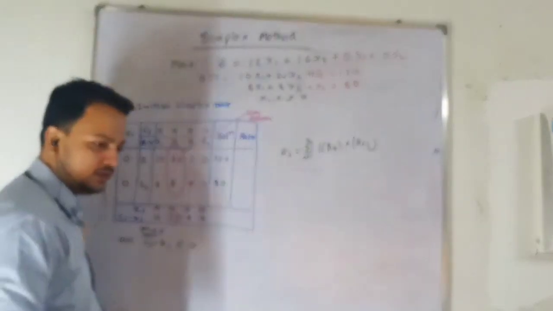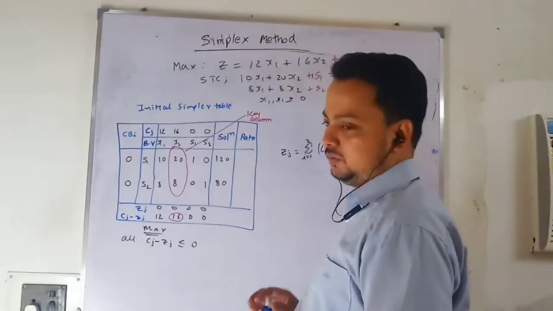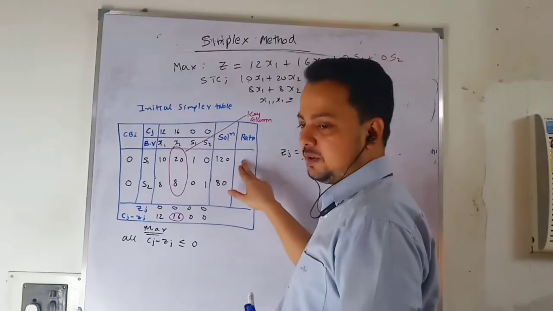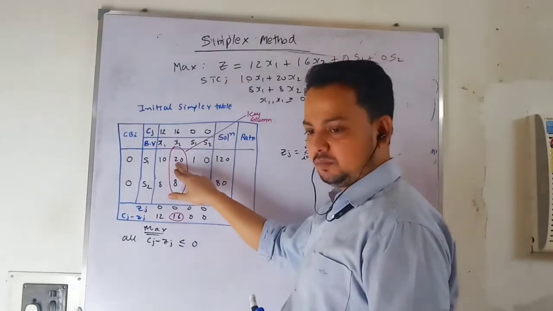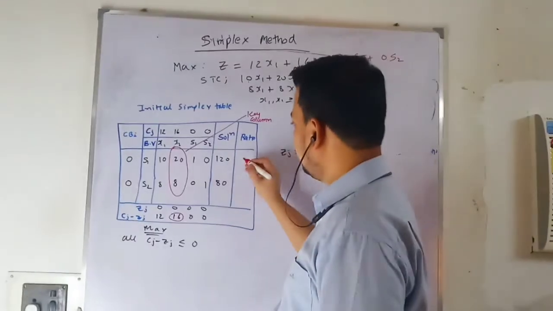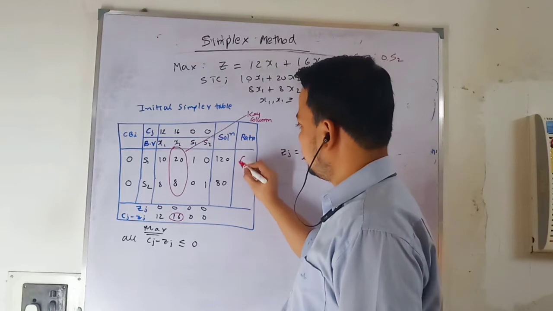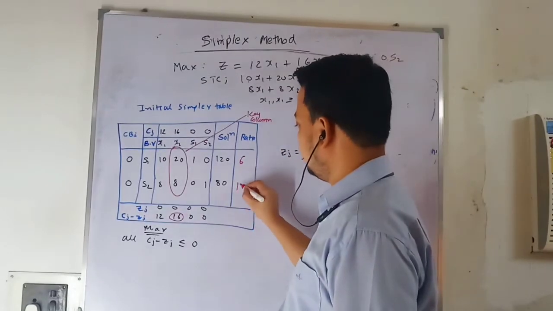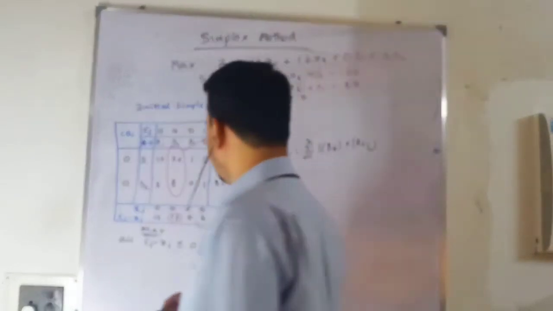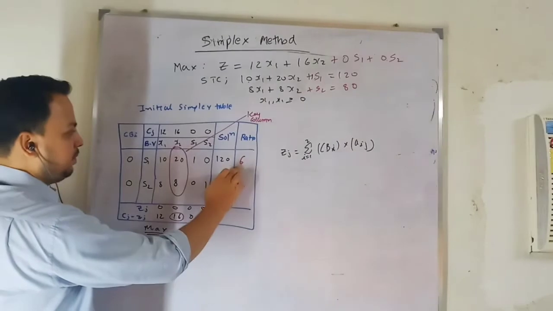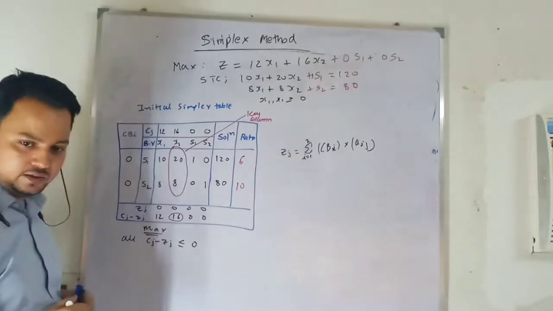Because I have to do the optimization, I have to make one more table. Now I have found the key column. The next step is to find the ratio: solution divided by the element of that column. So 120 divided by 20, how much? 6. 80 divided by 8, 10. Second, I have to find my key row, where I have the minimum value in the ratio. So the minimum value is in the first row, right?